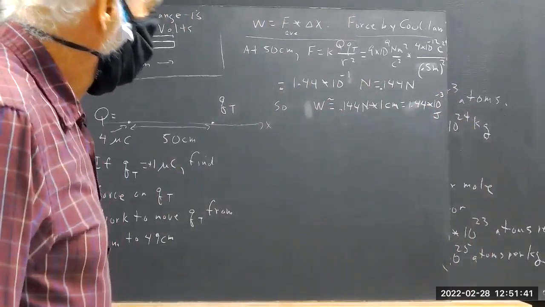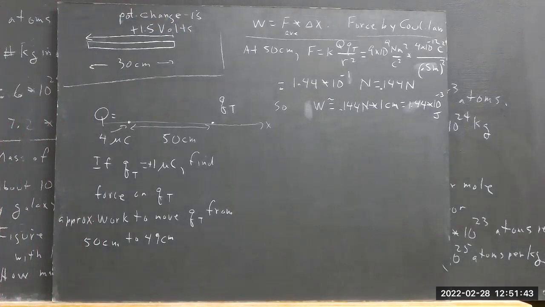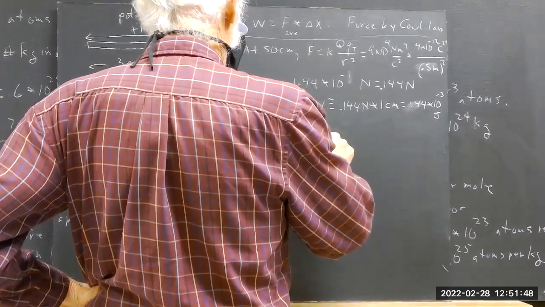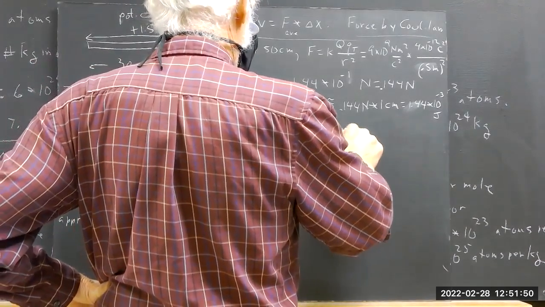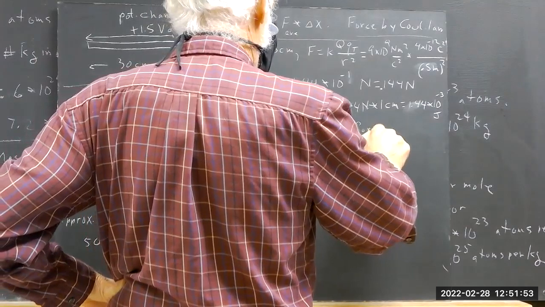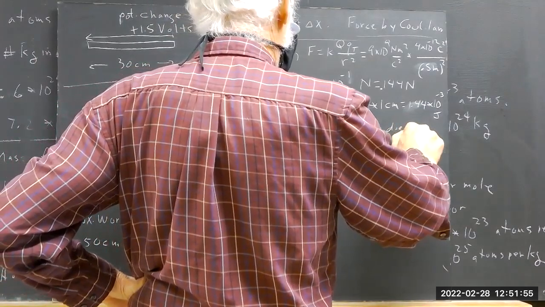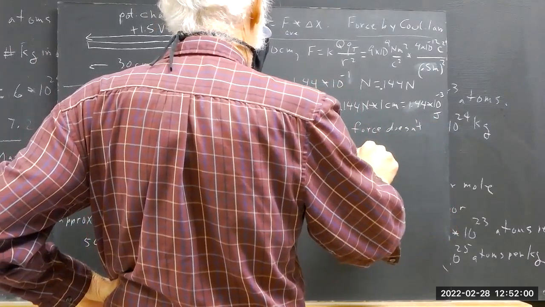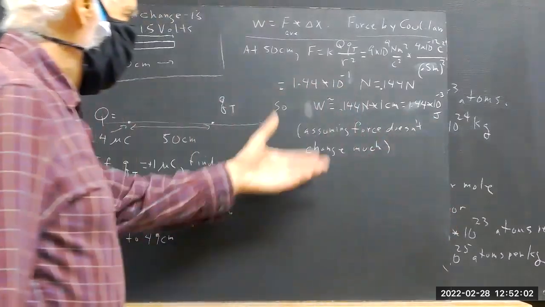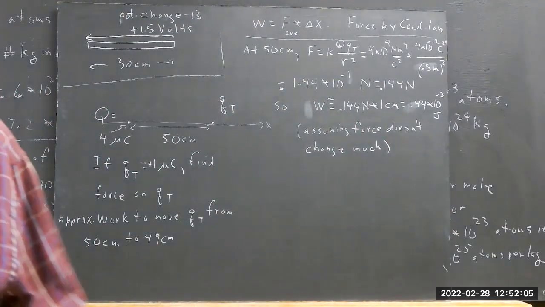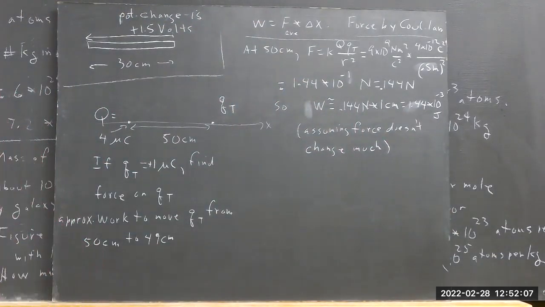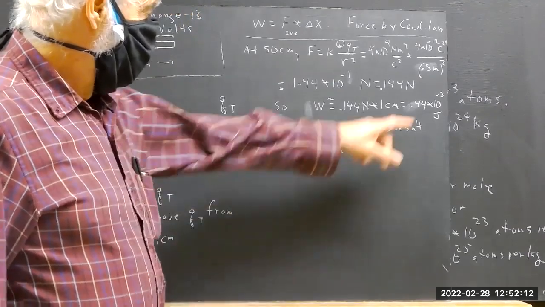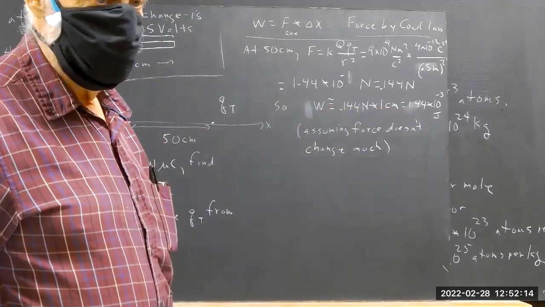So that's 1.44 times 10 to the negative third joule. That's assuming the force doesn't change much between 50 and 49 centimeters. That's going to increase by about 2%. So you might add 1% to this and get a pretty good approximation.